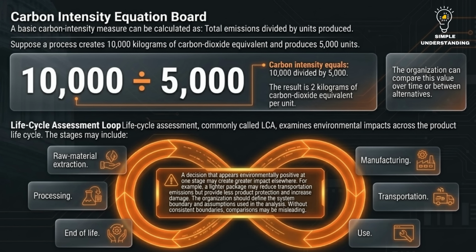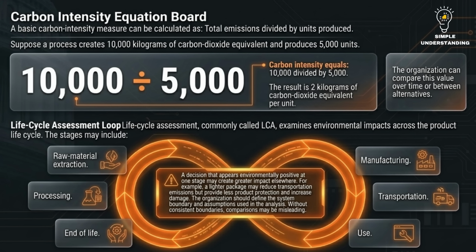Life cycle assessment, commonly called LCA, examines environmental impacts across the product life cycle. The stages may include raw material extraction, processing, manufacturing, transportation, use, maintenance, end of life. A decision that appears environmentally positive at one stage may create greater impact elsewhere. For example, a lighter package may reduce transportation emissions but provide less product protection and increase damage. The organization should define the system boundary and assumptions used in the analysis.